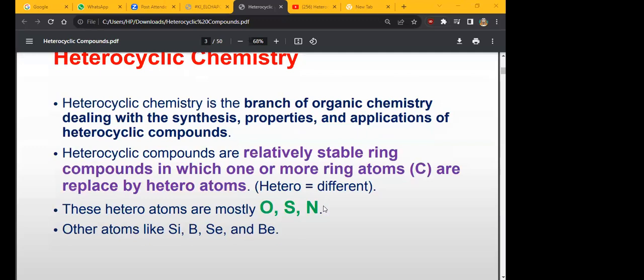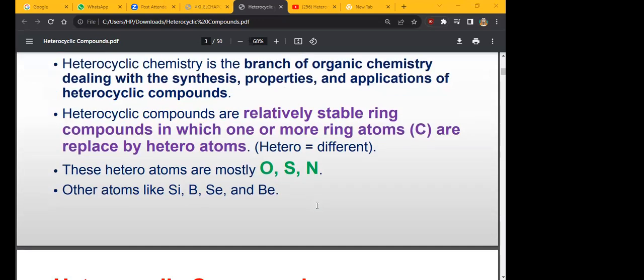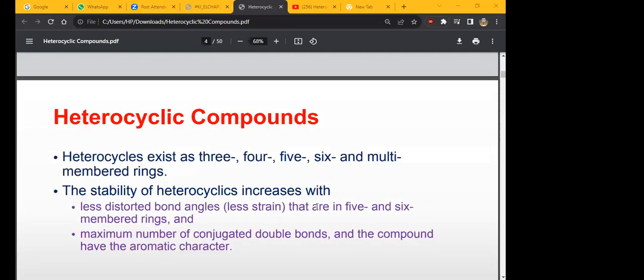So this is exactly what I've just explained. By hetero, we mean different, and different is that it has other atoms that are not carbon, like oxygen, sulfur, and nitrogen. Sometimes you can even find silicon, boron, selenium, and beryllium as well, yeah? Though we haven't encountered any of those, yeah?